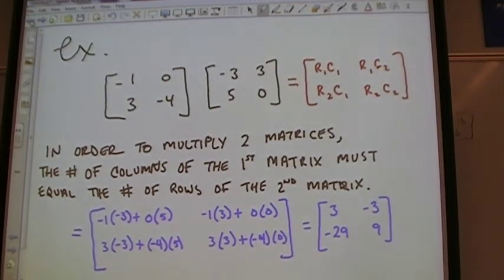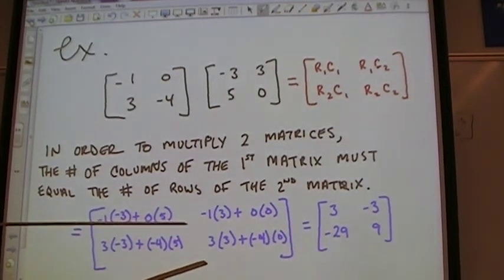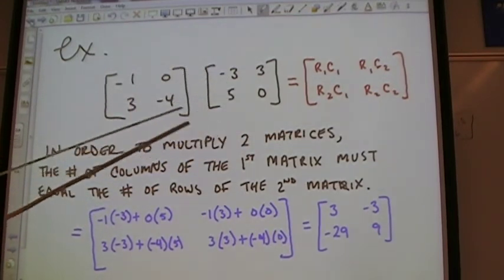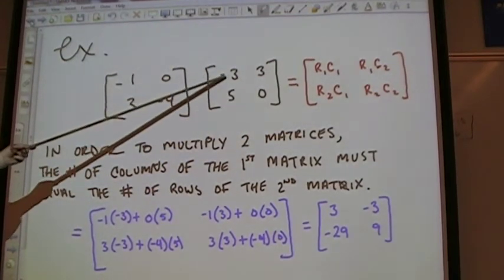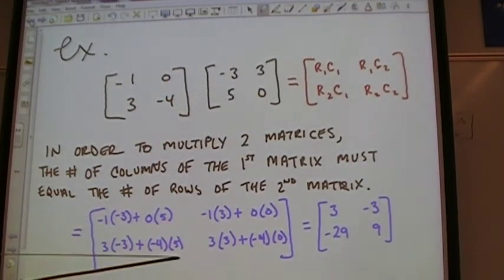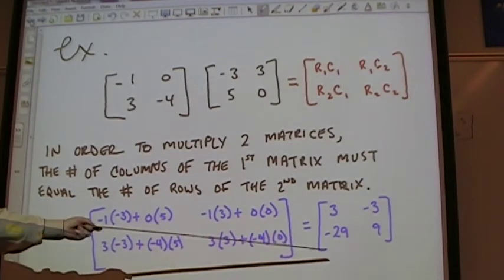Everybody see the pattern? Alright, down here, I have to use row 2, column 1. 3 goes with -3, you get -9. -4 and 5 gives you -20, you end up with -29.